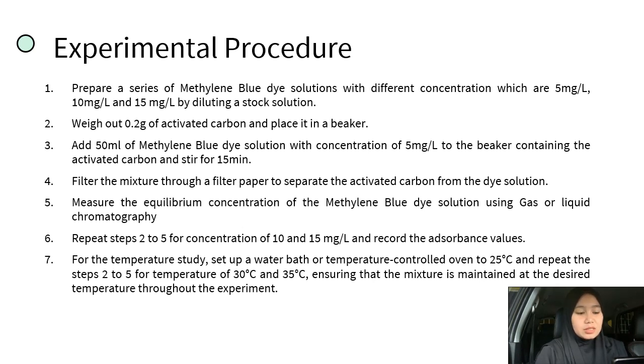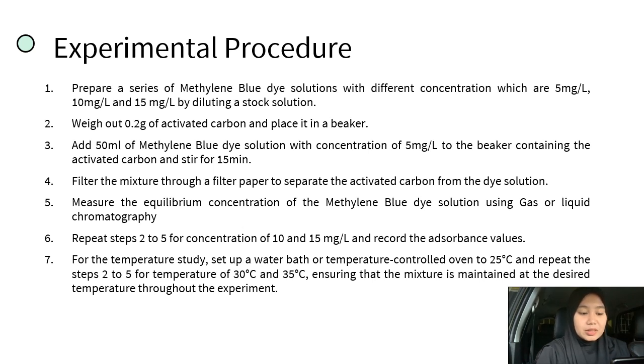The first one is prepare a series of methylene blue dye solutions with different concentration, which are 5, 10 and 15 mg per liter by diluting a stock solution. Second, weigh out 0.2 gram of activated carbon and place it in a beaker. Third, add 50 ml of methylene blue dye solution with concentration of 5 mg per liter to the beaker containing the activated carbon and stir for 15 minutes.